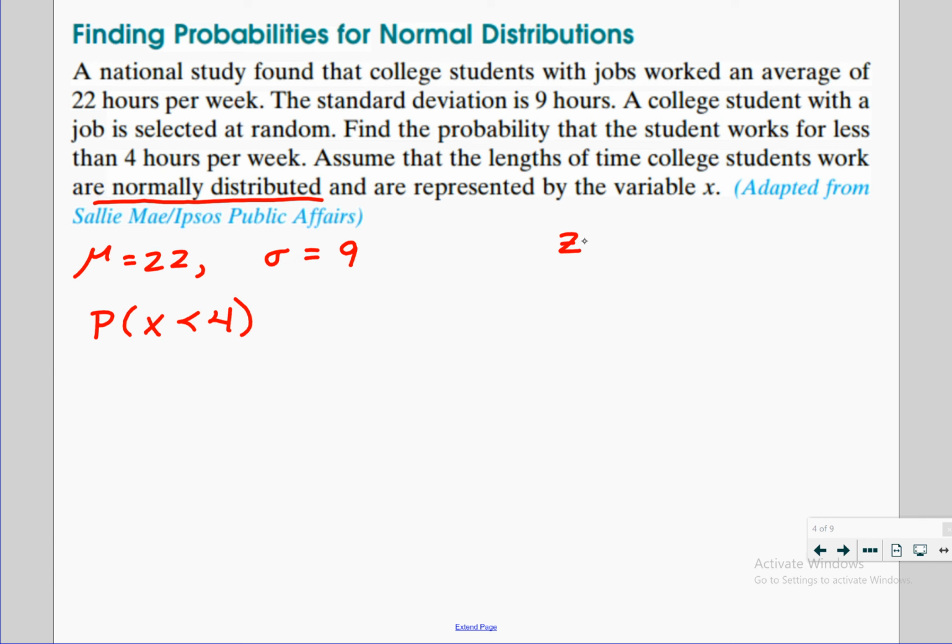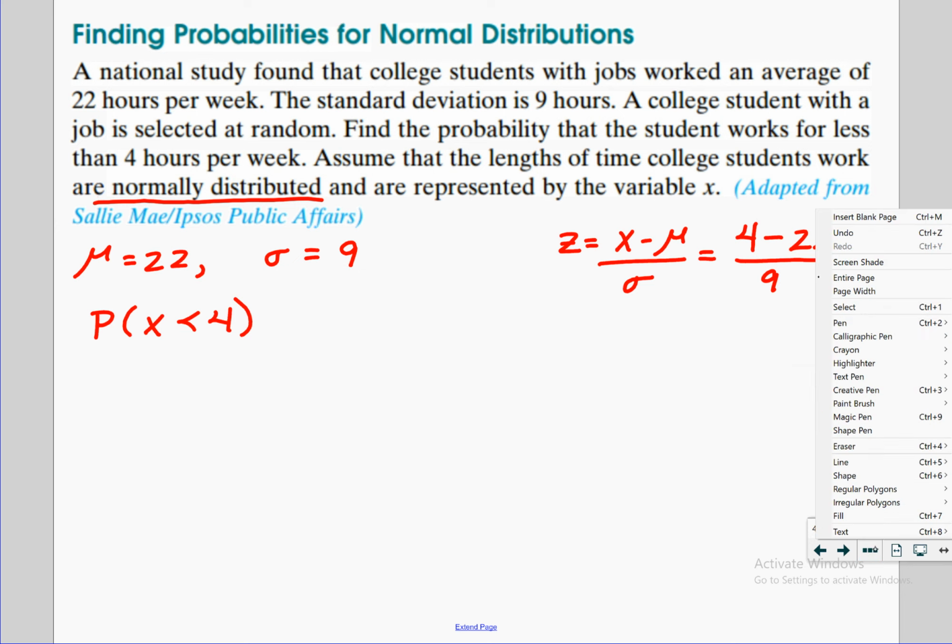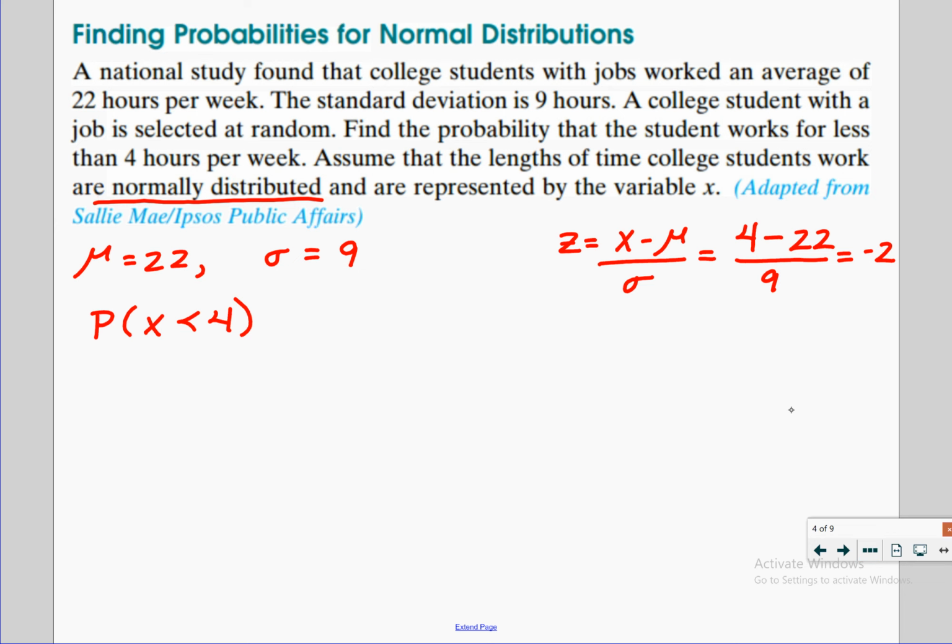To calculate my z-score, it's always x minus the mean, divided by the standard deviation. My x is 4, minus my mean, 22, divided by my standard deviation, 9. So it's negative 18 over 9, which is negative 2. Now the problem isn't find the probability that x is less than 4. It's find the probability that my z-score is less than negative 2.